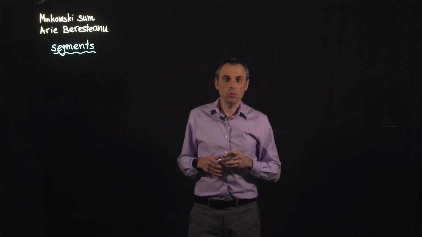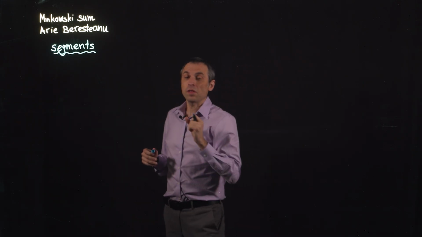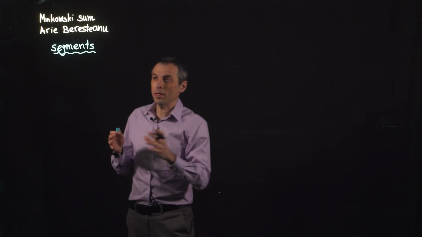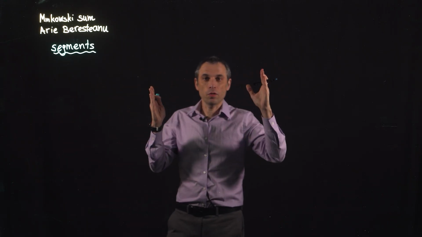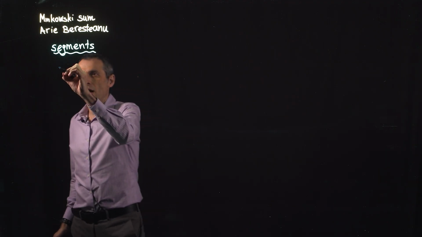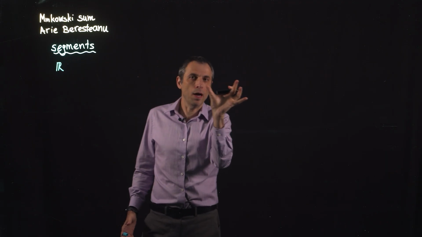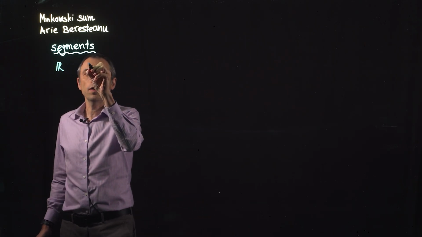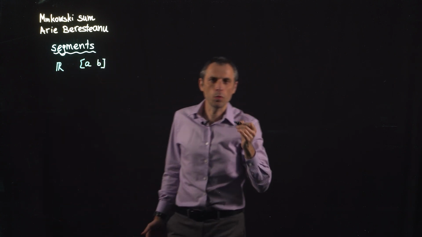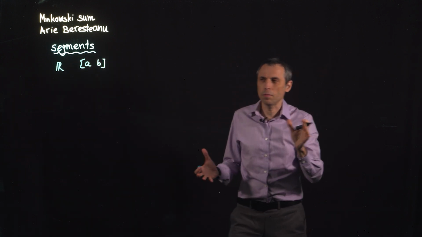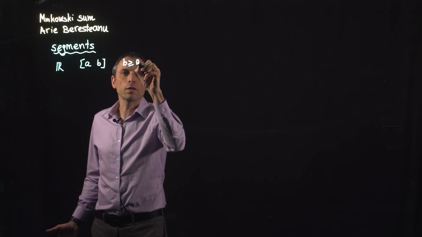My name is Ari Berestianu, and I'm going to focus today on talking about segments. A segment is a convex compact set which is bordered by 2 points. Let's start with R, where things are relatively simple. A segment is just a line between 2 points, A and B. We will talk about closed segments, and the only thing we ask is that B is weakly bigger than A.